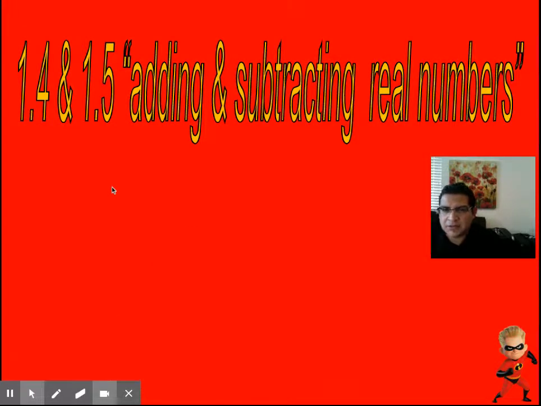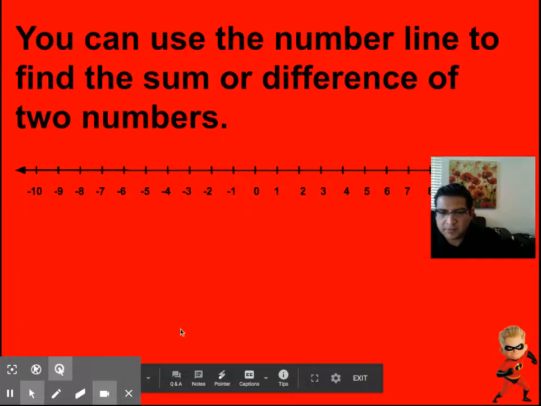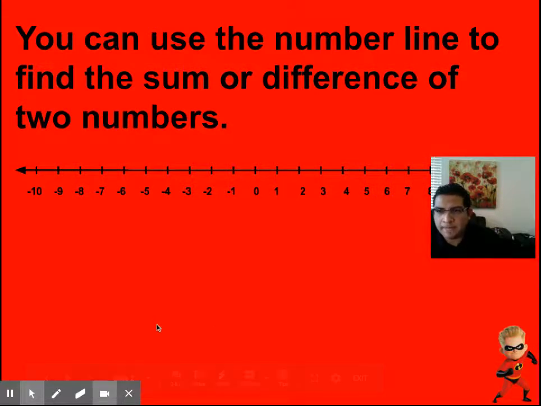This lesson is adding and subtracting real numbers. I notice some of you still need help in this concept, so we're going to do a little bit of review. So let's go ahead and begin. You can use a number line to find the sum or difference of two numbers.